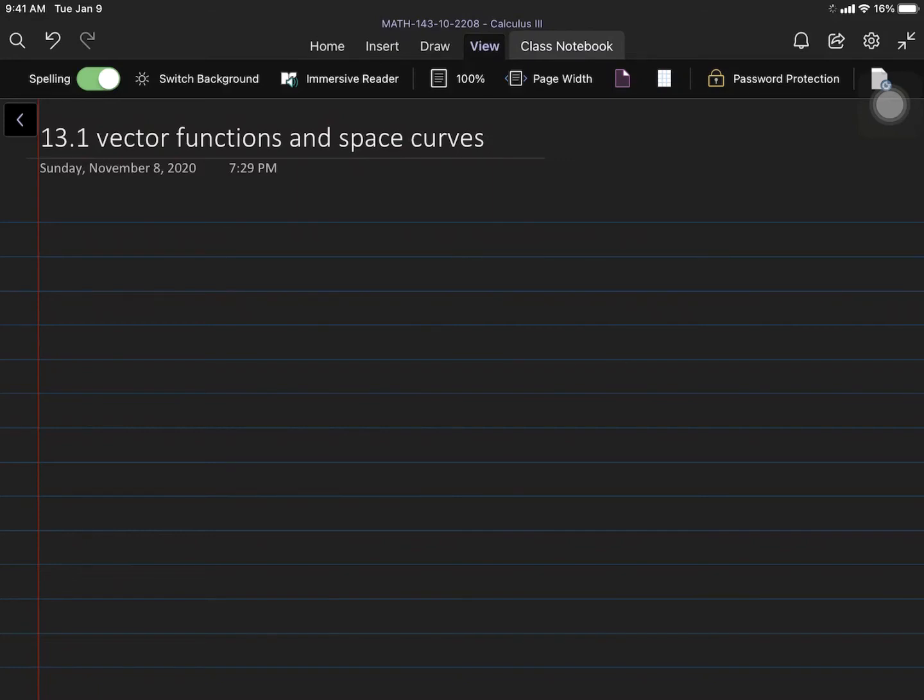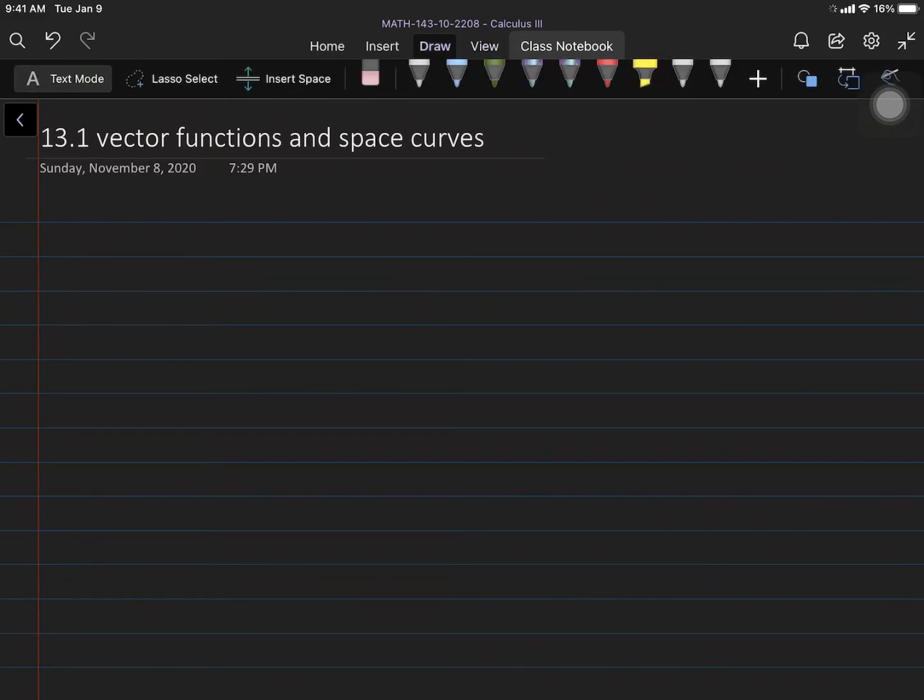Hello everyone. So now we are going to start chapter 13. 13.1 is all about vector functions and space curves. Firstly, before I give you the definition, I want to show you the graph. What's the meaning of vector functions?